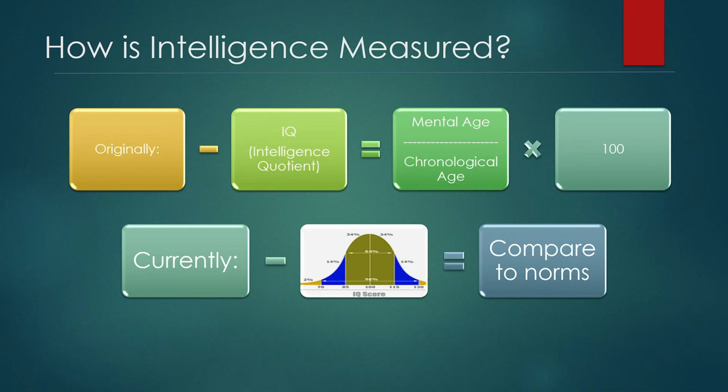So that's step 1, is that we no longer compute that intelligence quotient directly. Now instead, we take the score that a person earns and we compare it to the norms and see how they're falling relative to other people who have taken the same test.